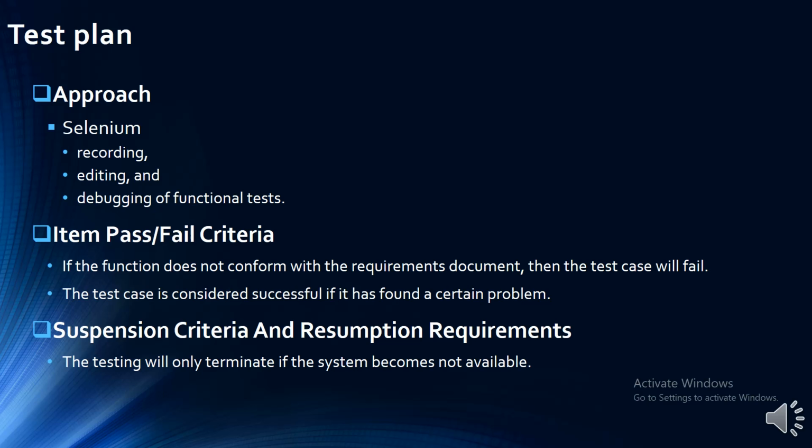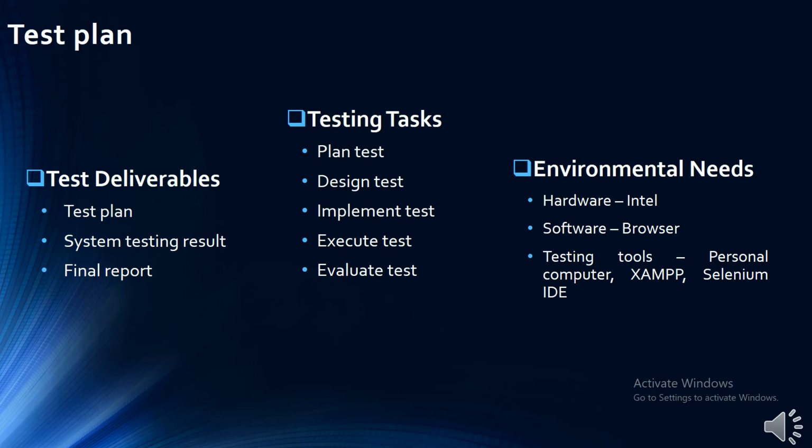Now it's about the approach, which covers recording, editing, and debugging of functional tests. For the item pass or fail criteria, if the function does not conform with the requirements document, then the test case will fail. And the test case is considered successful if it has found a certain problem. For the suspension criteria and resumption requirements, the testing will only terminate if the system becomes unavailable. Then, the test deliverables are the test plan, system testing result, and final report. For the testing tasks, we will plan test, design test, implement test, execute test, and evaluate test.